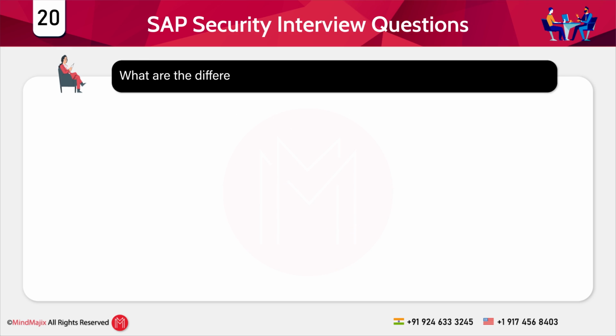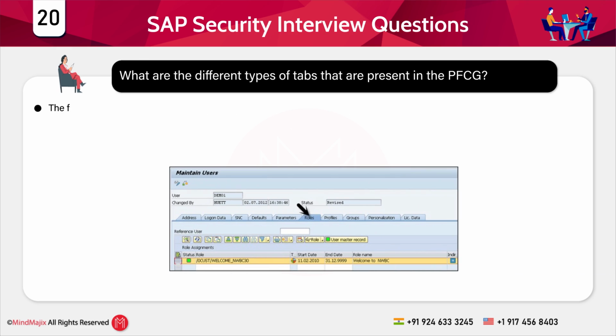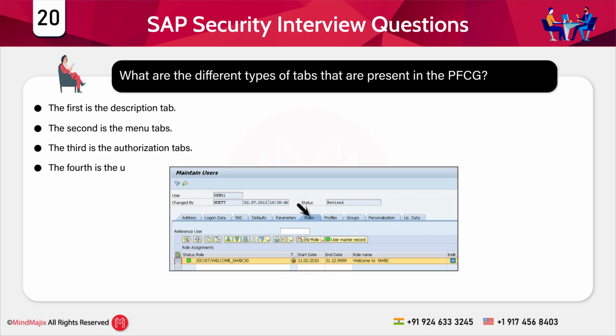What are the different types of tabs that are present in the PFCG? There are a lot of important and essential tabs that are present in the PFCG. So the first one over here is the description tab. This tab is essential for describing any changes which are made, such as the details related to any role, mentioning if there are any additions or removal of any transactional codes, also mentioning if there are any changes in the authorization object, and much more.